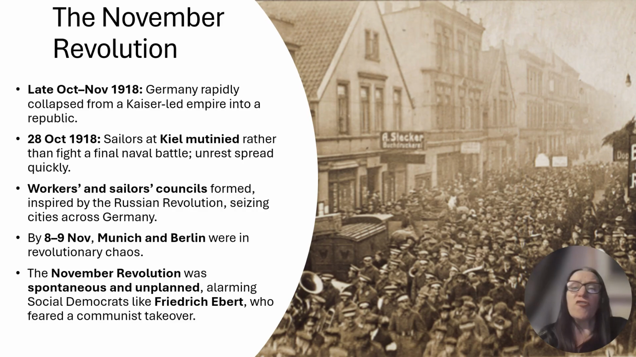With revolutions sweeping the country, the political situation in Berlin became critical. The Social Democrats, Germany's largest political party, were desperately trying to manage the chaos. Their leader, Friedrich Ebert, knew that unless something decisive happened quickly, Germany could go the way of Russia, a full communist revolution.